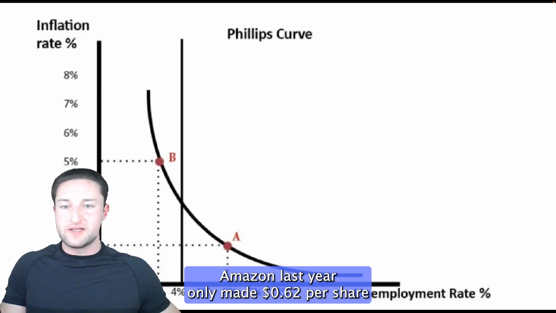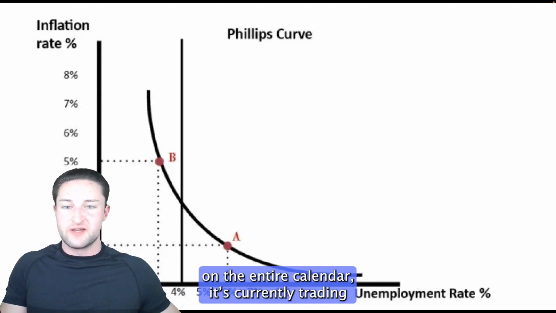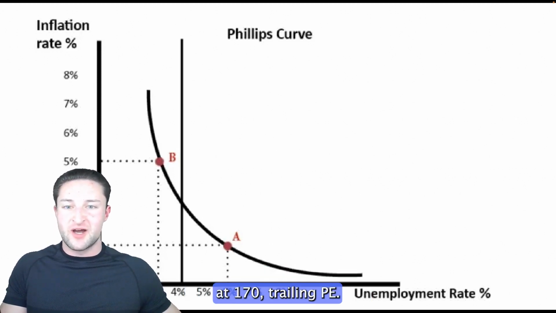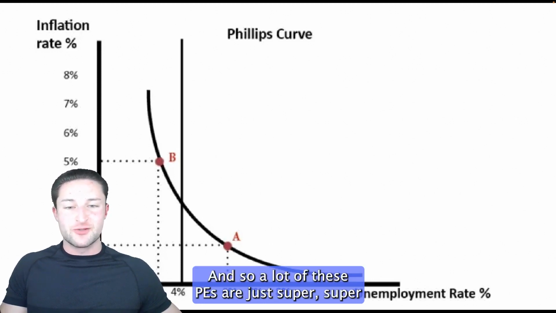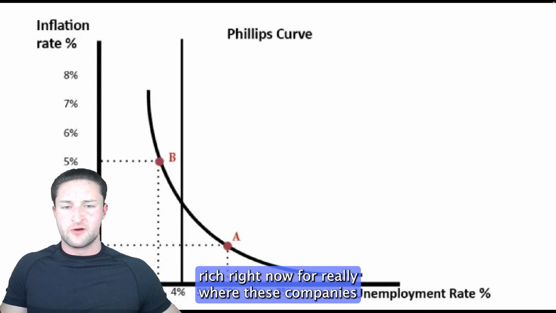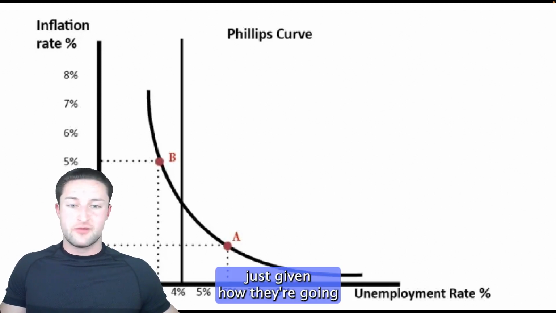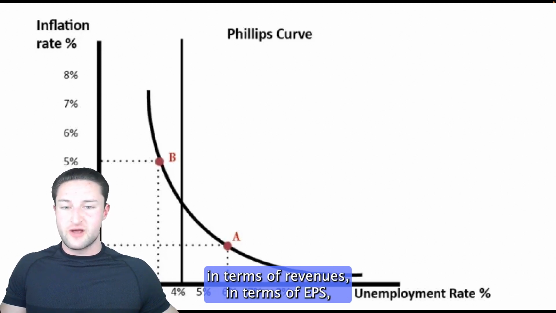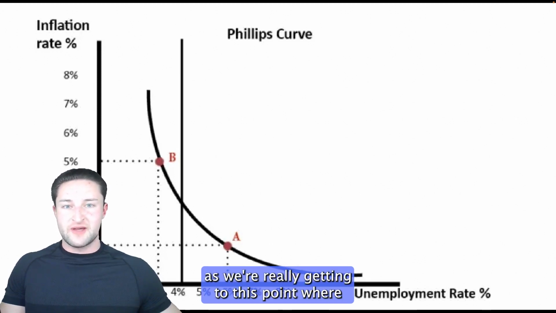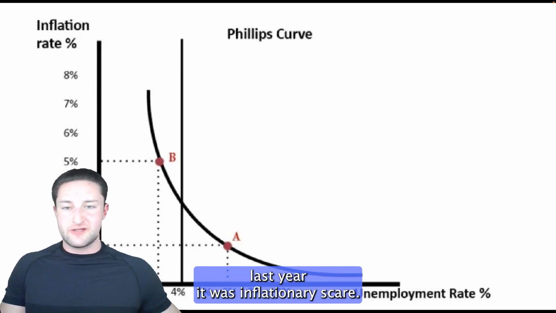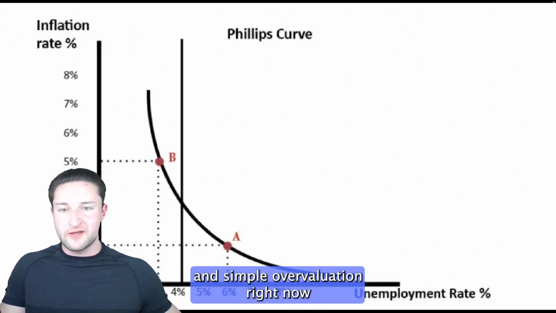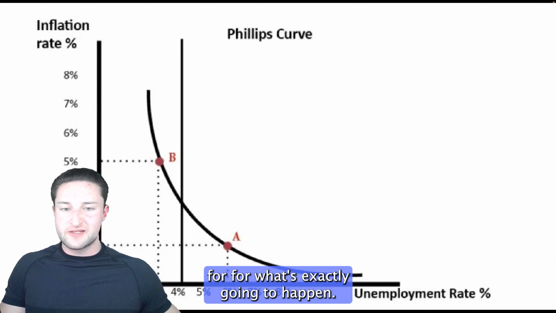Amazon last year only made 62 cents per share on the entire calendar. It is currently trading at a 170 trailing PE. And so a lot of these PEs are just super, super rich right now for where I think these companies should be trading, just given how they're going to perform the rest of the year in terms of revenues and EPS. We're really getting to this point where last year it was an inflationary scare. This year, I think it's just plain and simple overvaluation right now for what's exactly going to happen.